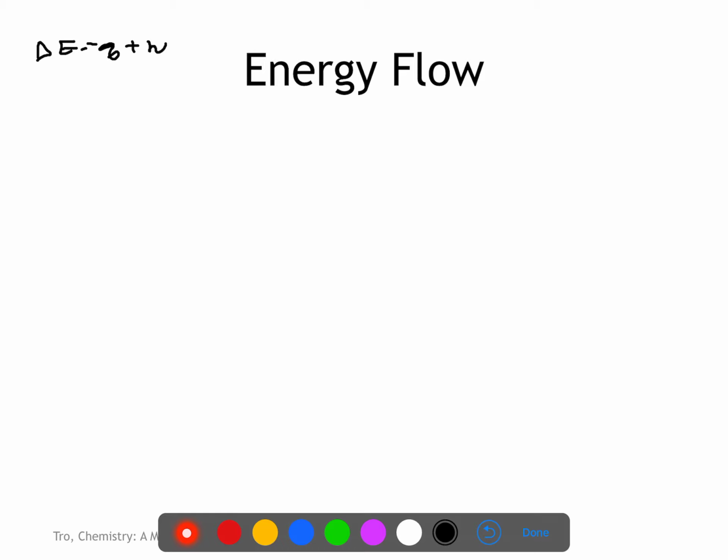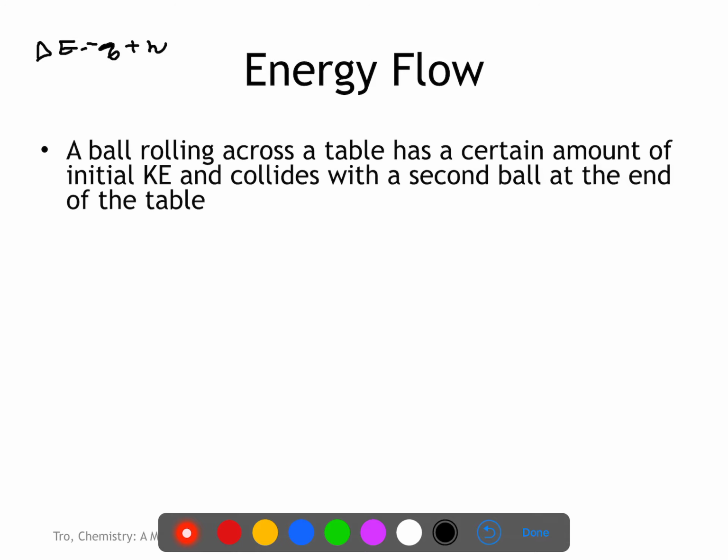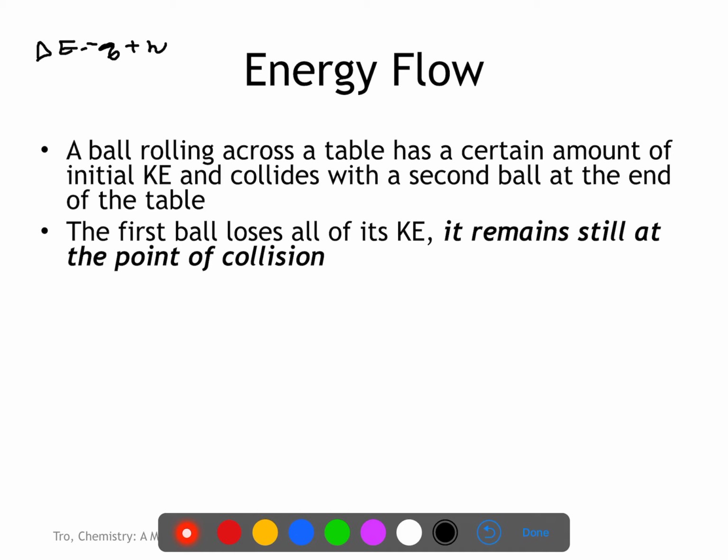Another example to understand the energy flow is to think of a billiard ball rolling across a table with a certain amount of initial kinetic energy, and it collides with a second ball at the end of the table. We already kind of discussed this. The first billiard ball has its initial kinetic energy of motion, and as it hits the second ball that's stationary, the first ball then loses all of its kinetic energy and remains still at the point of collision.